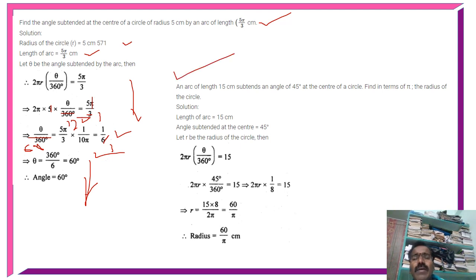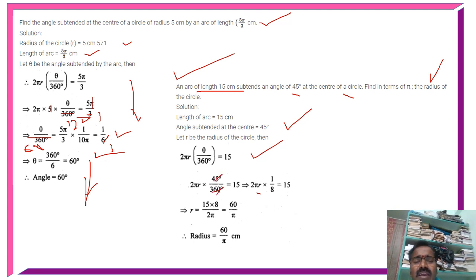Length of arc subtended by angle theta. Find the arc length. Length of arc is 15 centimeters. Angle of sector is given, and we need to find the radius of the circle in terms of pi. So the angle of sector is given. Length of arc formula is theta by 360 into 2 pi r. Substitute the values we know. Except r, the rest we know. Substitute.